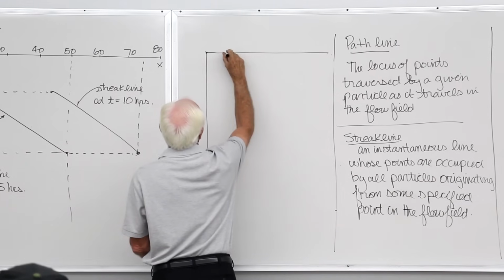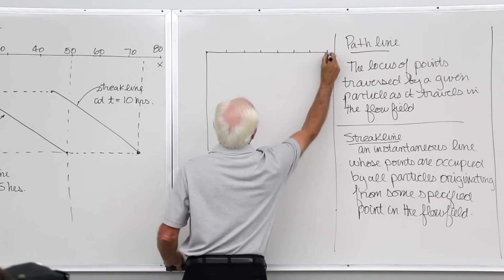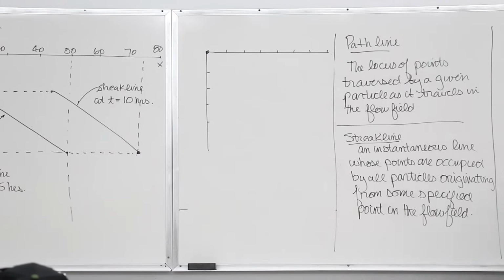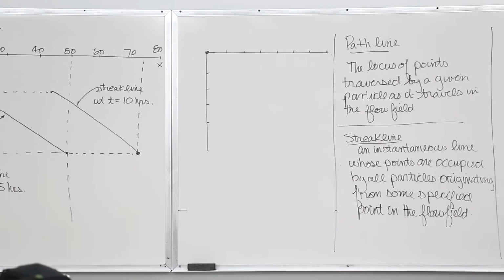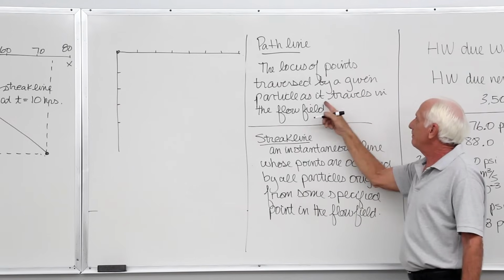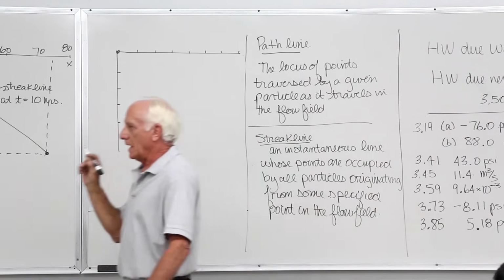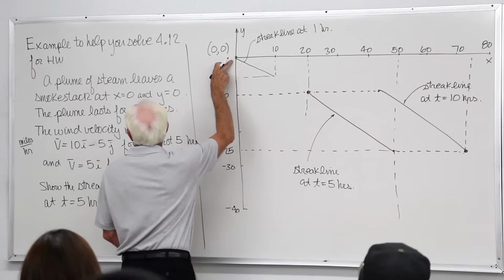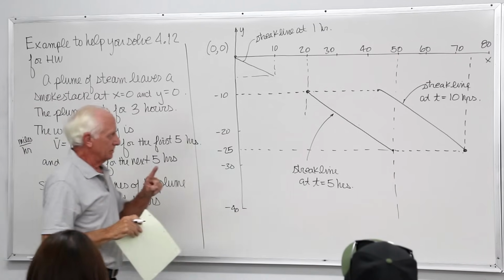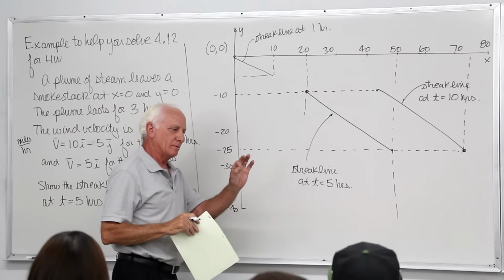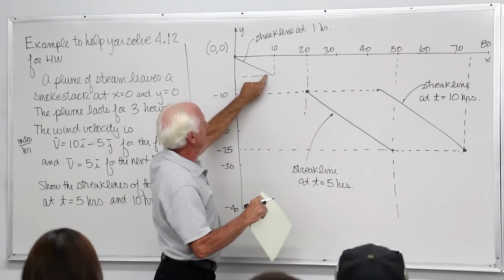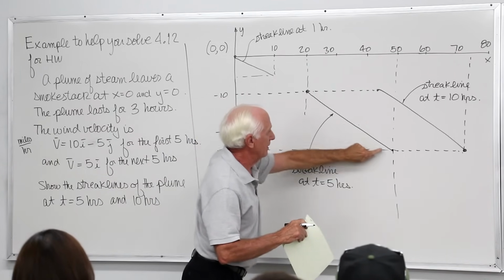I'm going to do one more here. Pathline. The locus of points traveled by a given particle as it moves through the flow field. I'm going to take the particle that leaves the smokestack at time zero, and I'm going to watch it until 10 hours. I'm tagging that particle. I'm spray painting that one particle. Here it comes up. Here's the velocity. Comes down here. Keeps going down there.